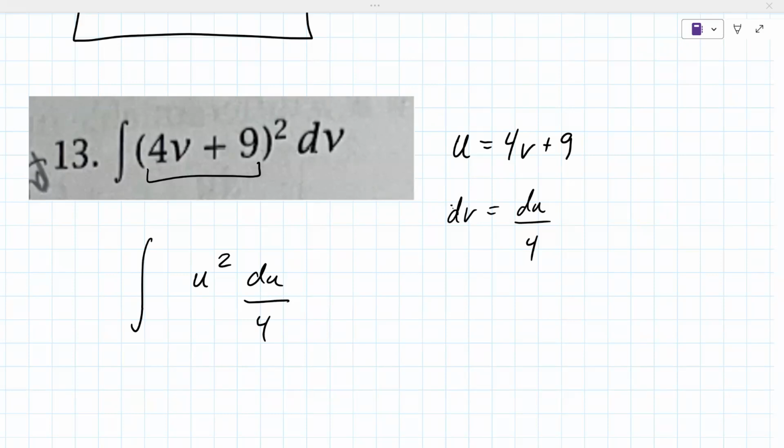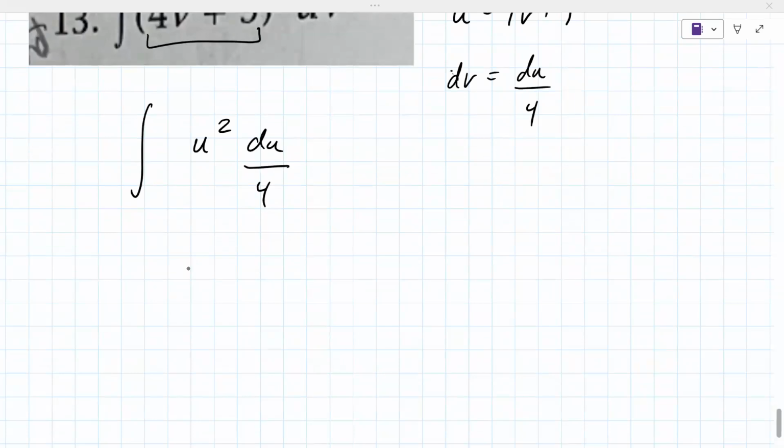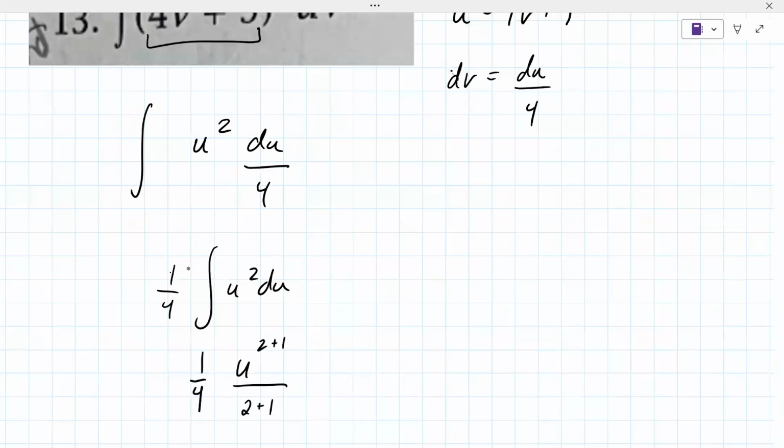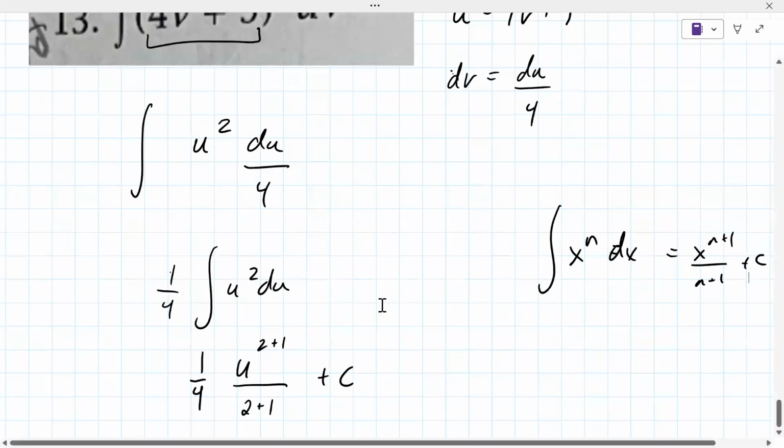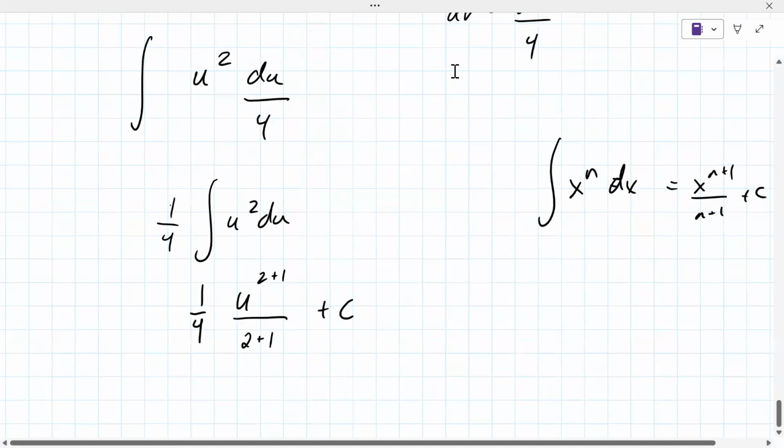Is it 2u, or 2u and then times 1/4? Is that right? No, no, very far off here. Remember, sorry, I'm tired, so I'm not as kind as I should be. You're adding one to the exponent, dividing by the new exponent. Oh, that's the power rule. Integral of x to the n, add one, divide by the new exponent. So u cubed over 3. Where does the 1/4 come from? The du over 4, right? Yeah, it just comes down.